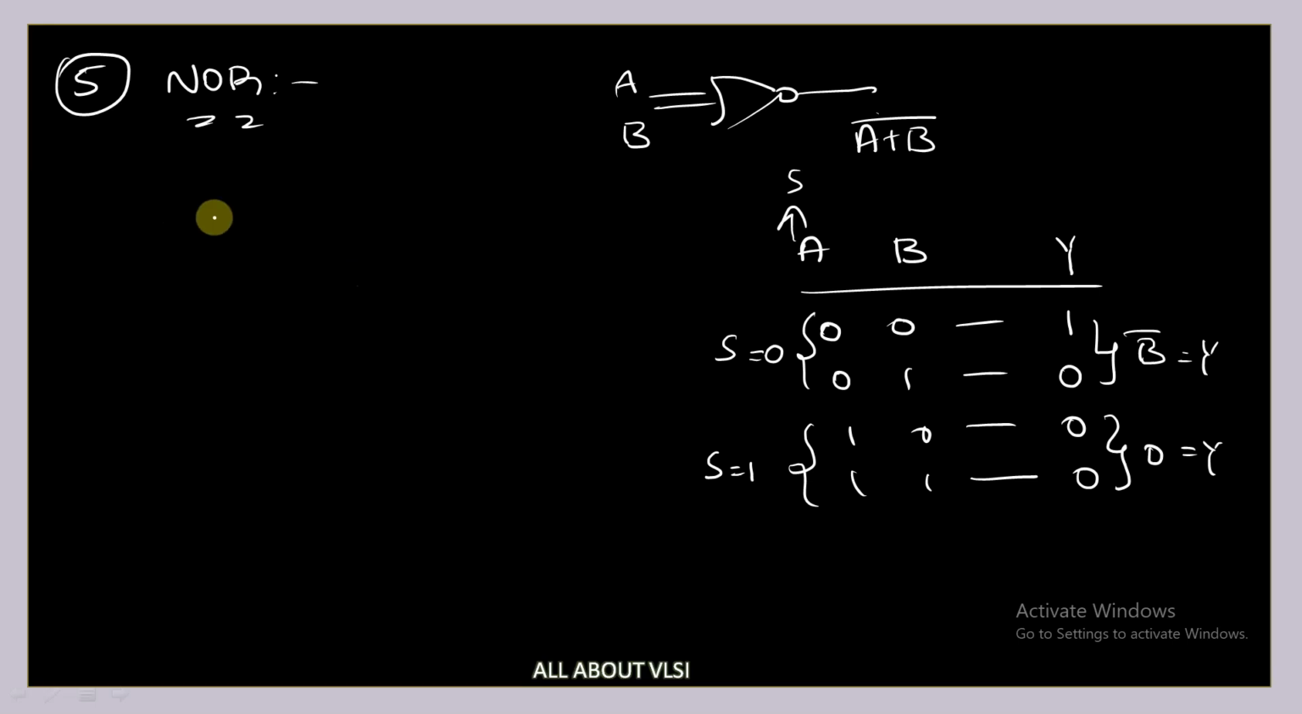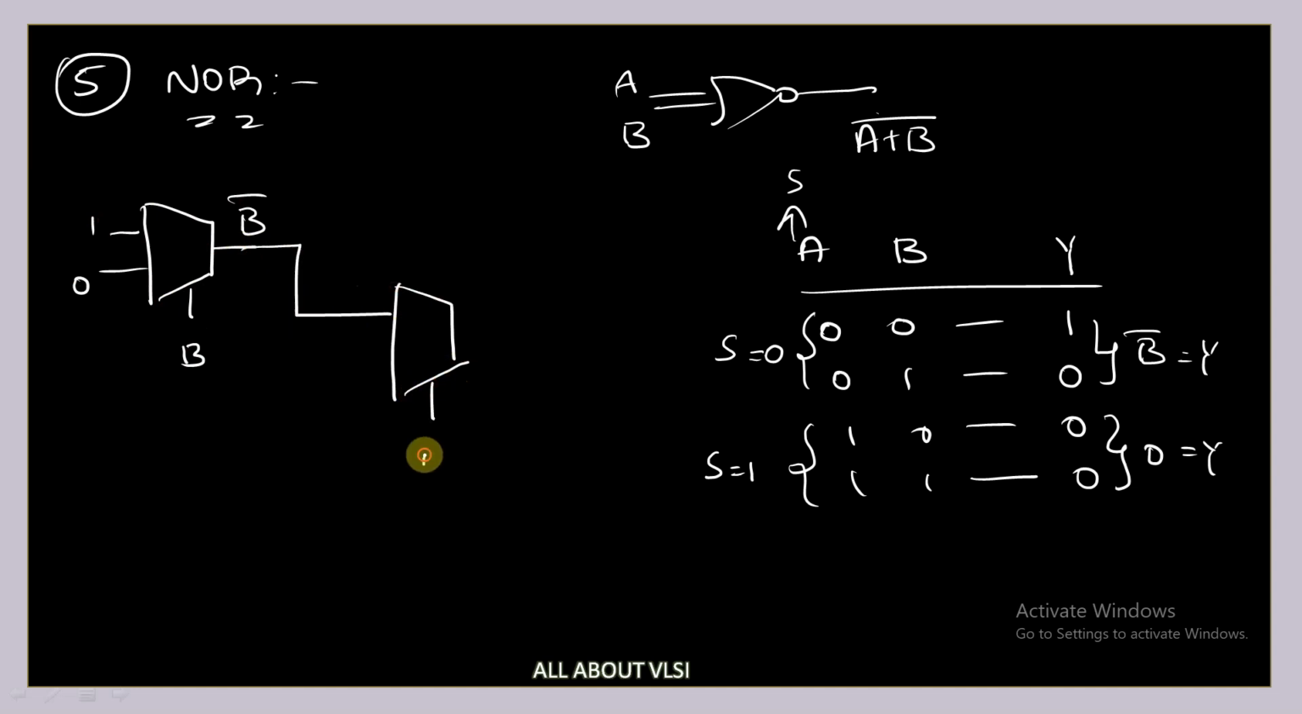Exactly. So again I need two multiplexers. B bar is connected to the first pin of your multiplexer, where this is your select line, and one more pin is 0, and this gives Y is equal to A plus B bar. Exactly.